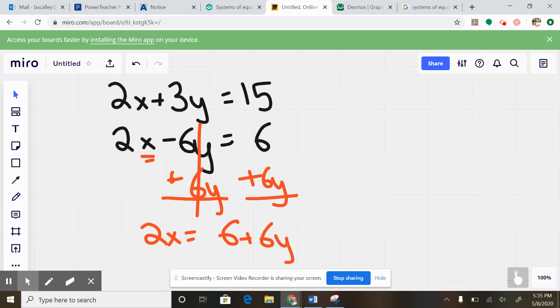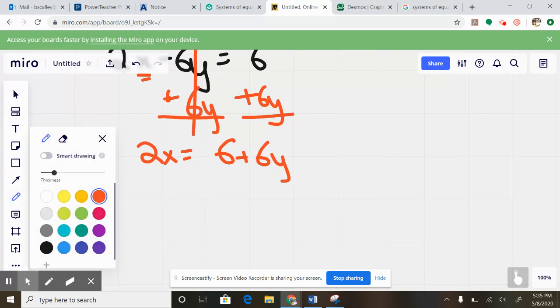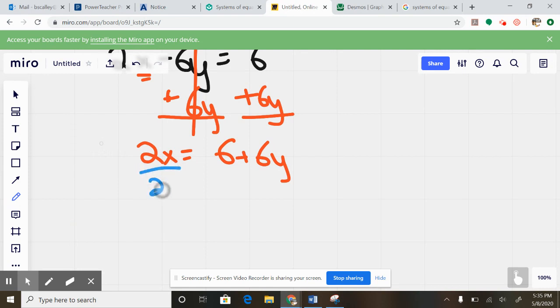X is still not alone. It's close, but I have to get rid of that 2 or cancel out that 2. So in order to cancel out that 2, I'm going to divide by 2. And if I divide the left side by 2, I have to divide the right side by 2. And that 2 is under everything, so I have to divide everything on the right side by 2. Right here, this cancels, and I just get x. 6 divided by 2 is just going to be 3, and 6y divided by 2 is going to be 3y. So now I have an x by itself.